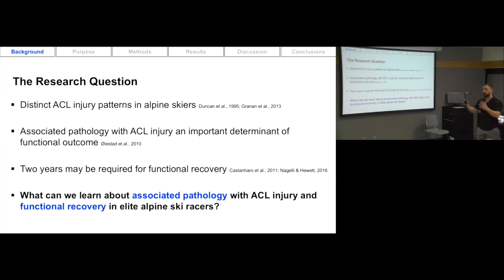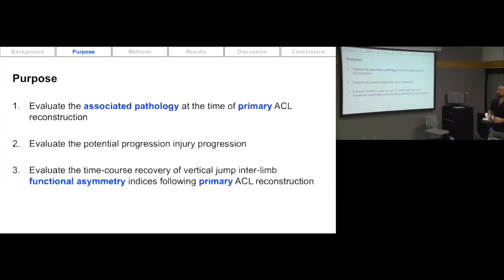And so in this context, the aim was to look at what the associated pathology is at the time of primary ACL reconstruction, and what the functional recovery looks like in a group of alpine ski racers. This was undertaken more like an exploratory type project, and I'll explain why in a couple of slides. So purpose number 1, look at the associated pathology at the time of primary ACL reconstruction. Number 2, look at the potential progression in injury. And number 3, look at the time course recovery in the vertical jump interlimb functional asymmetry following primary ACL reconstruction.